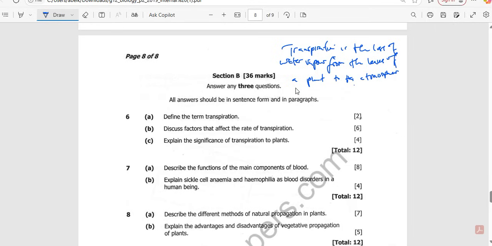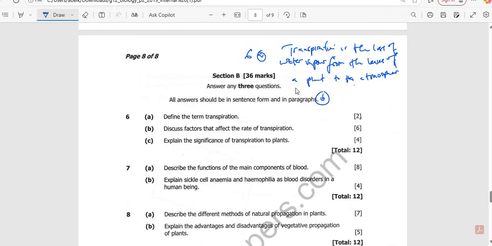So I've defined the term transpiration. I've not described it, but I've just defined it. If I was told to describe, I would have added more information about the entire process. So for B, you need to number your work 6A, then B.